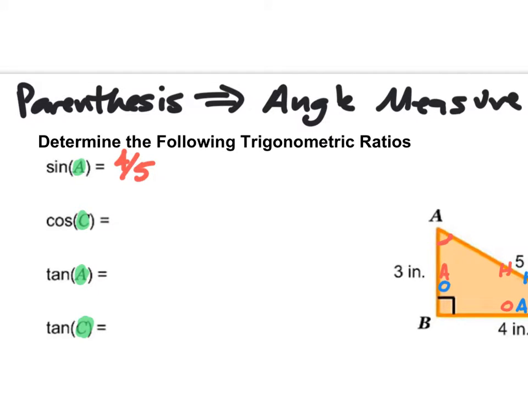That's all you're doing, just writing it out. If I take sine of A, I'm going to take the opposite side and divide it by my hypotenuse, so that's the length of 4 over 5. So when I write sine of A, this is a number. It has the value of 4/5 in this triangle.